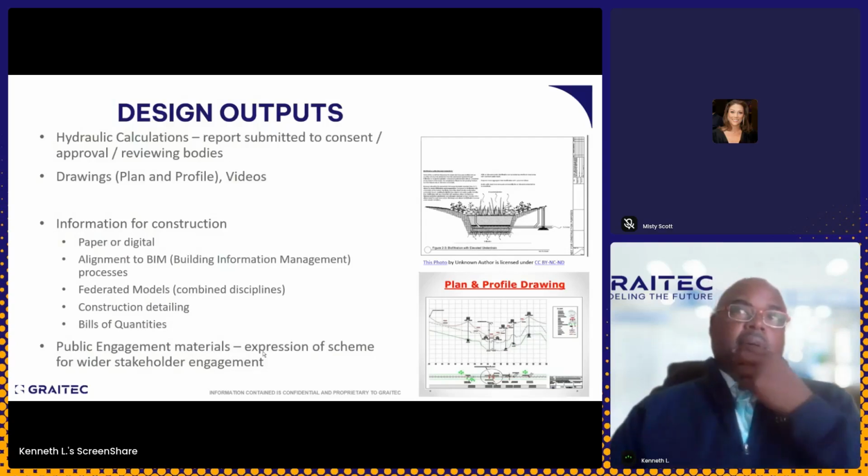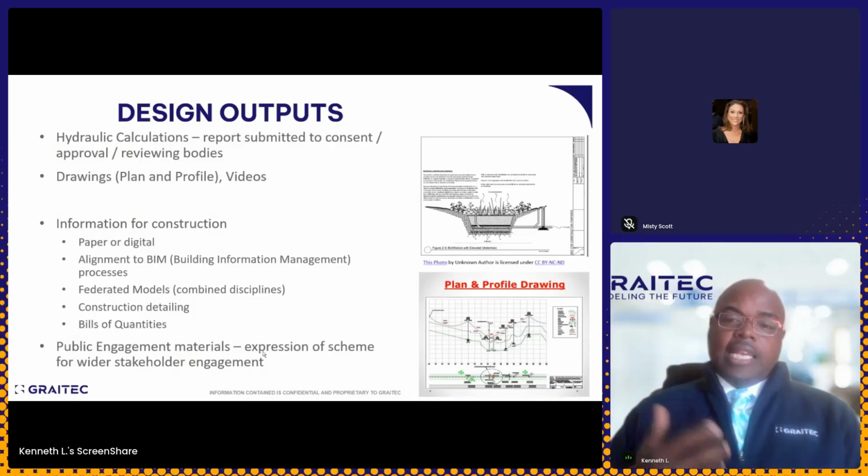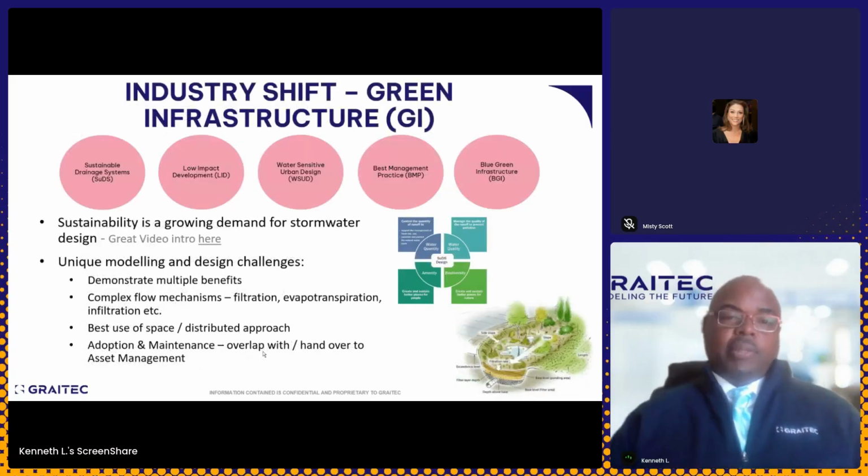And again, we got these ideas of hydraulic calculators, plan and profiles, spreadsheets, of course, whether it's paper or digital. And then we talk from this idea of alignment to BIM. BIM is not always about architectural or Revit. It's about this idea of information modeling as we build the models within Civil 3D or in the other applications as they come together. What flexibility in terms of interoperability does that bring to the table? And then public engagement materials, things like that for stakeholder engagement.